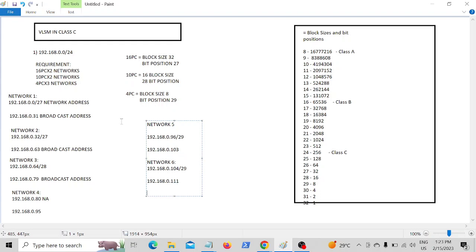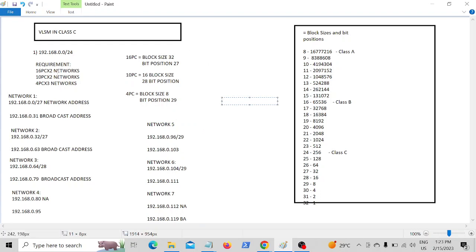Then coming to network 7. Network 7 will be 192.168.0.112. That will be the network address. Again, its broadcast address will be 192.168.0.119. So this will be the broadcast address.